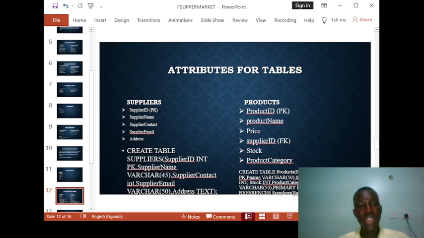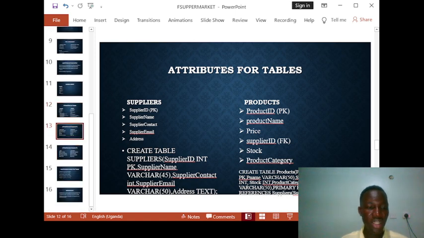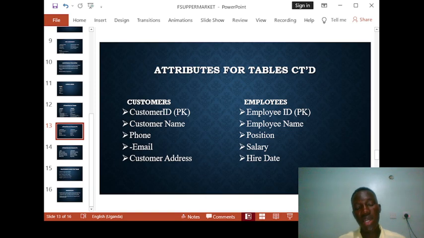The columns in the supplier table: you have supplier ID and supplier name, where supplier ID is a primary key. For product, the product ID is also a primary key, so it uniquely identifies something in that table. Then we have the supplier ID, which is a foreign key that references our supplier table. Then for customers, we have the customer ID, a primary key that uniquely identifies something in a table. Then we have employee ID, also a primary key, employee name, position, salary, and hire date.